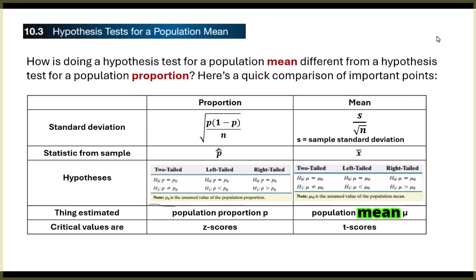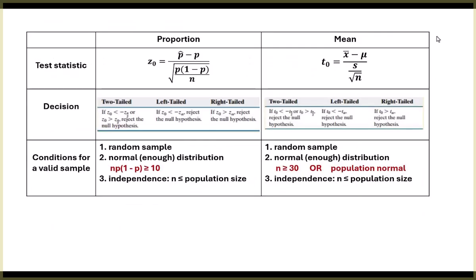For proportions, we're using z-scores. For averages, we're using t-scores. When it asks you for a test statistic, that's what it's talking about. Either z sub 0 or t sub 0. Notice the formulas are different, but they're in your formula pages.